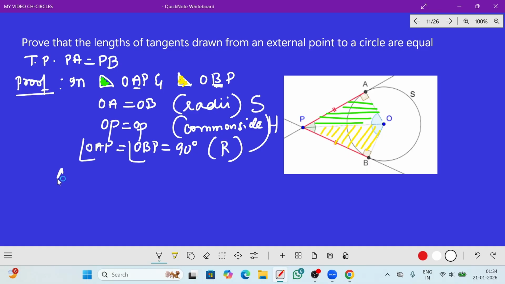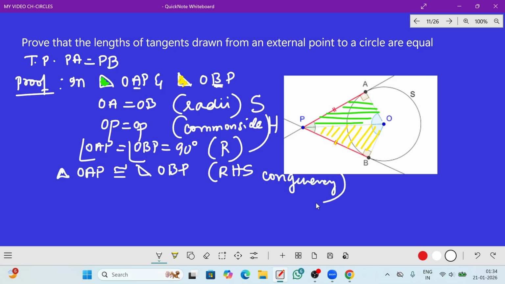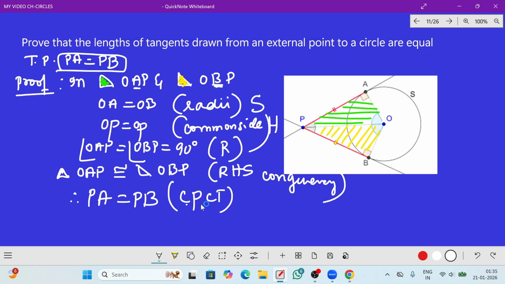So we can tell that triangle OAP is congruent to triangle OBP by RHS congruency. You have to mention that by RHS congruency. So now what is it that we have to prove? PA is equal to PB. After getting RHS congruency, the remaining sides will be PA and PB. Therefore PA is equal to PB. Reason is CPCT, that is corresponding parts of congruent triangles.